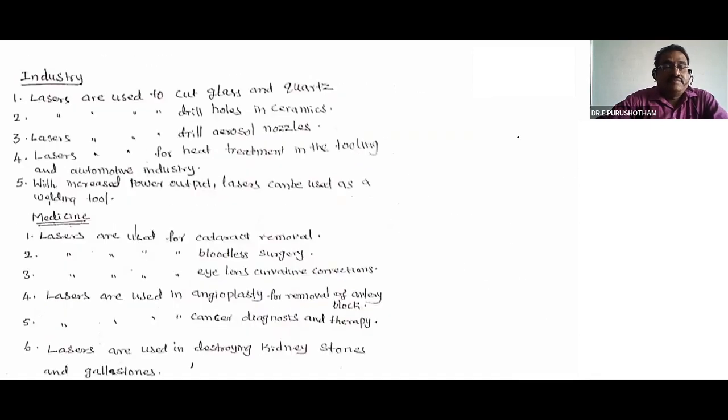Already I discussed this. What are the applications of laser?